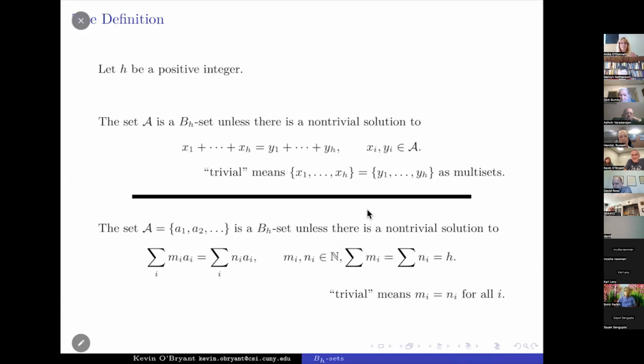Set A is a B sub H set unless there is a non-trivial solution to this equation, where we've got the sum of H elements equaling the sum of H elements in the set. That only happens if they're the same things, maybe rearranged, but they're the same collection of numbers from the set A with the same multiplicity.